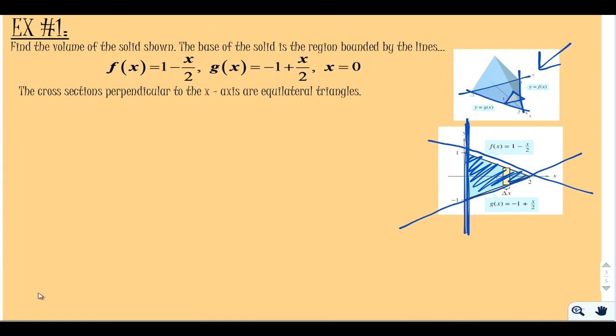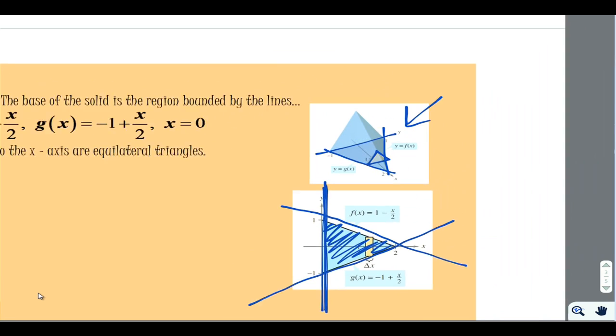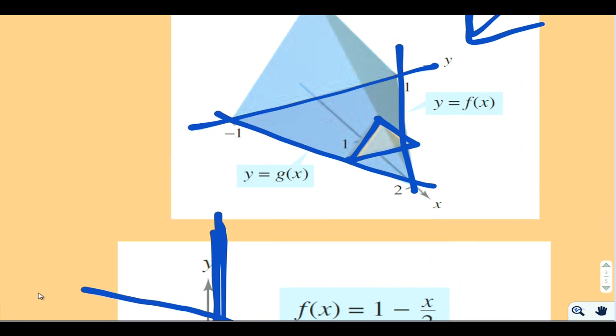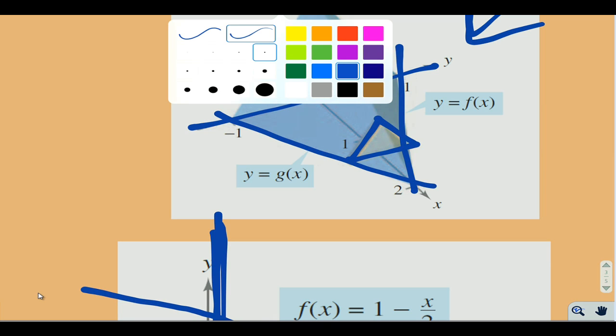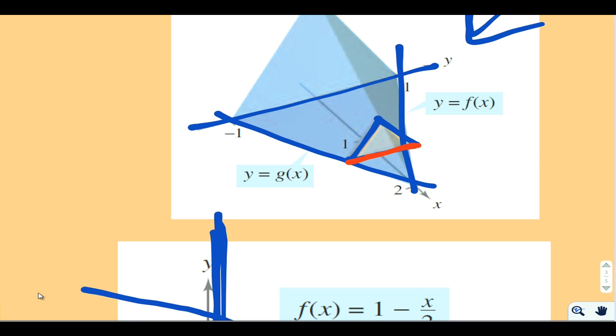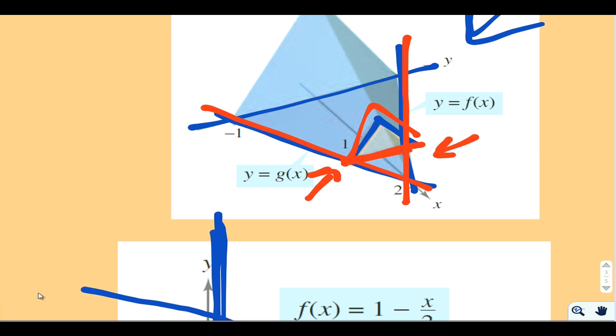So we can go back here. All right, so we've got to figure out what our base is. Well, if you look at your base in this picture, the base of your triangle is here, in between this line and this line. Well, isn't this line here f of x? And isn't this line here g of x? So how would I find the distance in between those two lines, aka the base of my equilateral triangle?